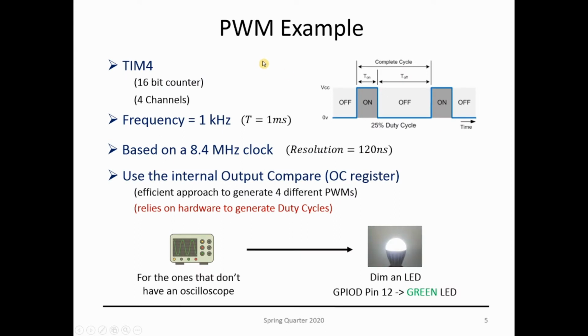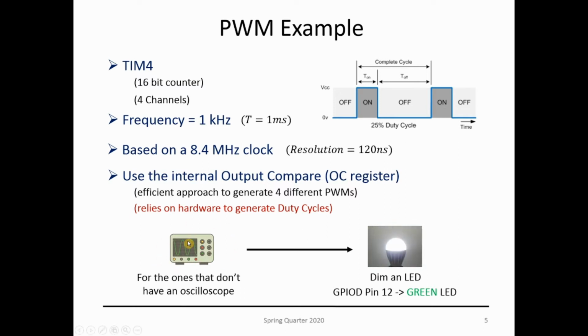The example that you're going to see in the code is timer 4, 16-bit counter, 4 channels. We're going to set up a frequency of 1 kHz, or a period of 1 millisecond, based on an 8.4 megahertz clock with a resolution of 120 nanoseconds. So we're going to parameterize this output compare register. It's the efficient approach to generate 4 different PWMs and relies on hardware to generate those duty cycles.